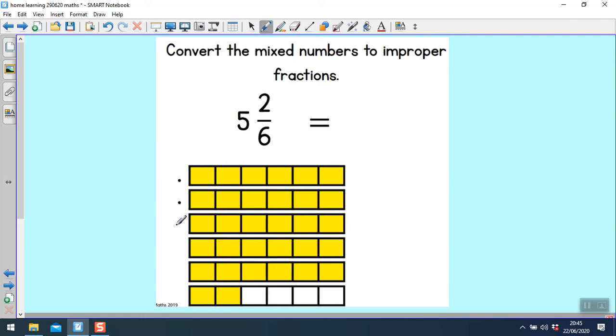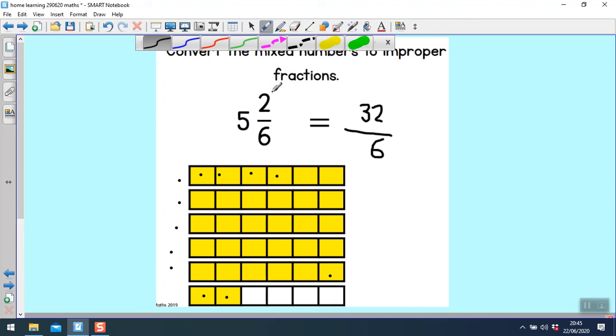So you've got 1, 2, 3, 4, 5 lots of sixths. So 5 times 6, 5 lots of 6 is 30. If I was to count all of these up to here, I'd get 30. Plus 2 more, which is the 2 here, it's 32. 32 sixths. And we've done this before in class, haven't we? That a quick way to do it is 5 times 6 is 30 plus 2 is 32. And it's always the same denominator, 32 sixths.